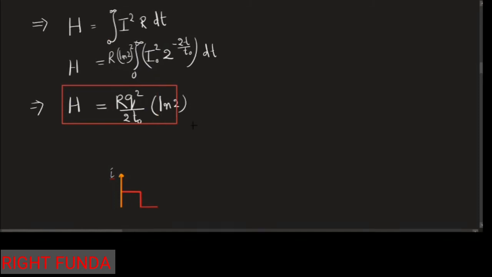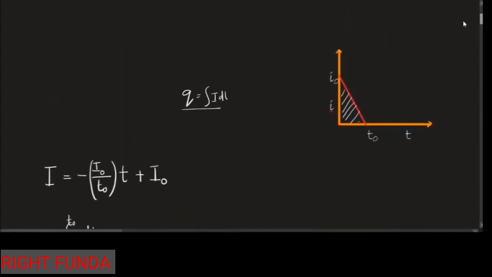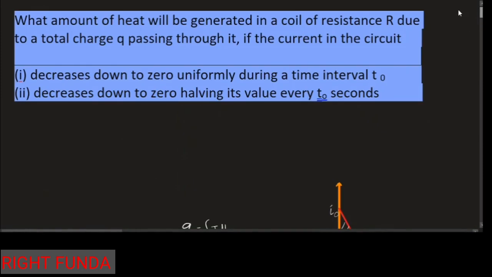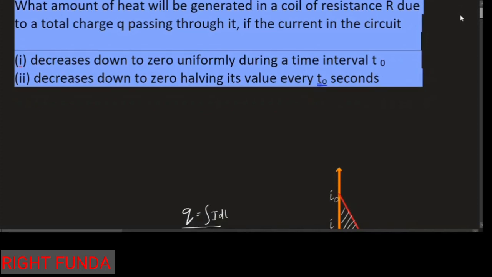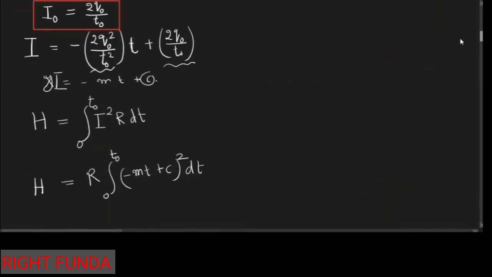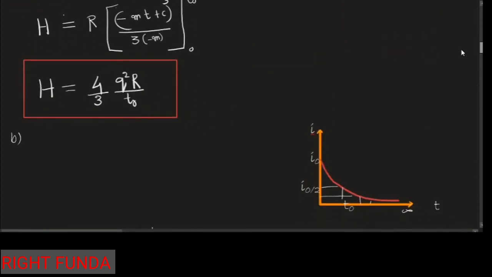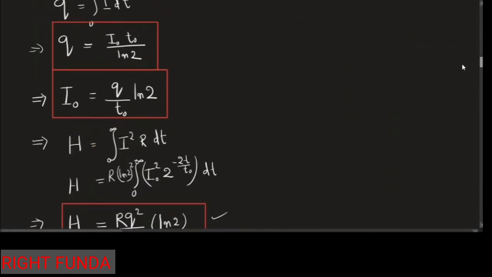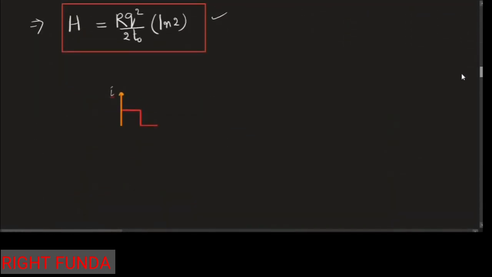If total charge Q flows, and every half time t naught the current becomes half of its initial value, then this is the heat flowing in the circuit that we calculated. So there are two questions. One is that the current decreases linearly, uniformly to 0, after an interval t naught, and second is that every t naught time it becomes half. For the first question we got the answer 4 by 3 Q squared R by t naught, and for the second question we got R Q squared by 2 t naught ln 2.